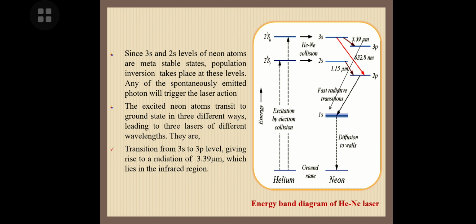The second one is the population inversion between 3s and 2p. Here we are getting the wavelength of light 6328 angstroms. And the other one is the population inversion between 2s and 2p, where we are getting 1.15 micrometers wavelength. The other two lights, 3.39 micrometers and 1.15 micrometers, are stopped with the help of filters. We get only the output of 6328 angstroms.